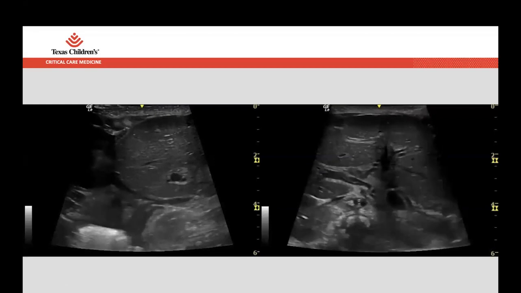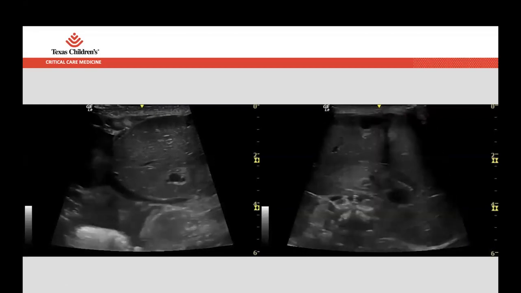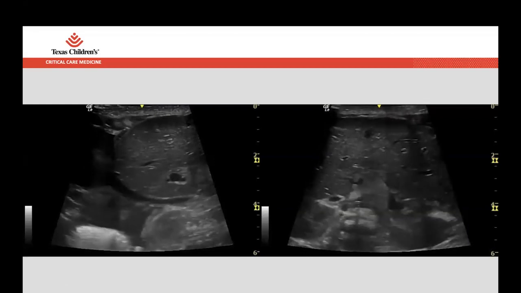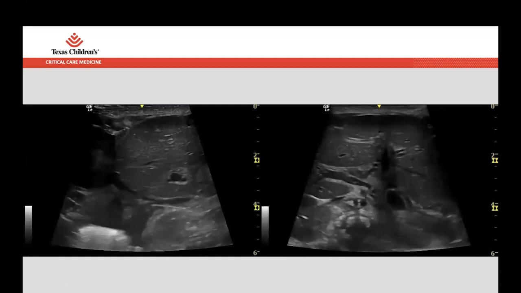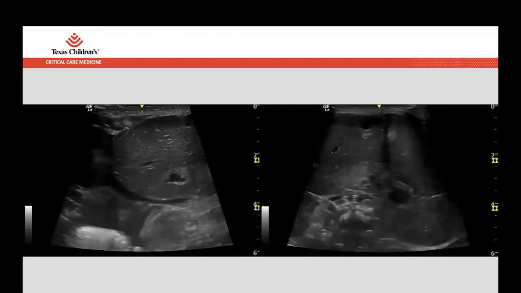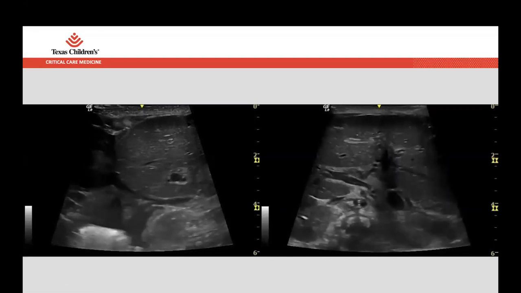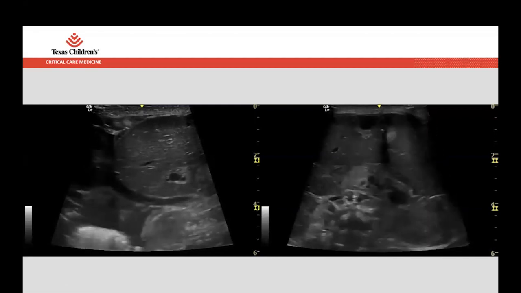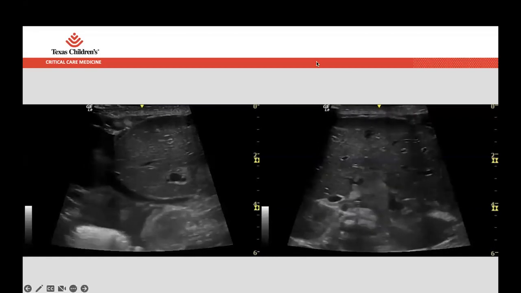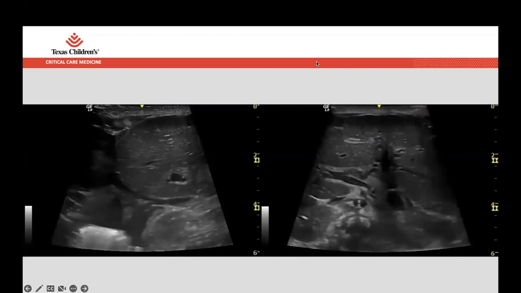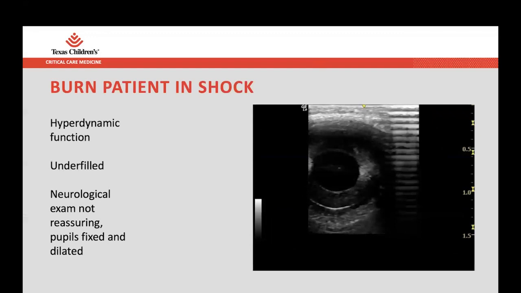So overall, one thing that we always have to think about when we're looking at the IVC is the potential for airway pressure to cause inappropriate masking of collapsibility, but this is a patient who's intubated on a vent and is still collapsing, and so kind of goes along with the total story of a patient who's still fluid down. So hyperdynamic function, underfilled. Neurologic exam was not reassuring, pupils are fixed and dilated. Ultimately, this little guy unfortunately didn't survive.